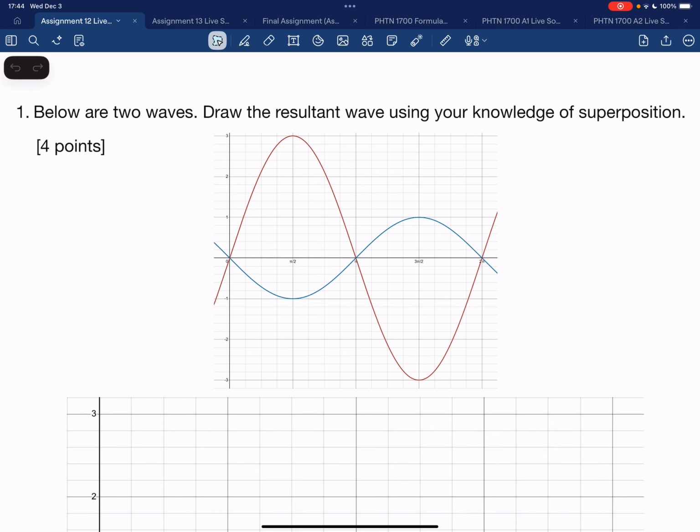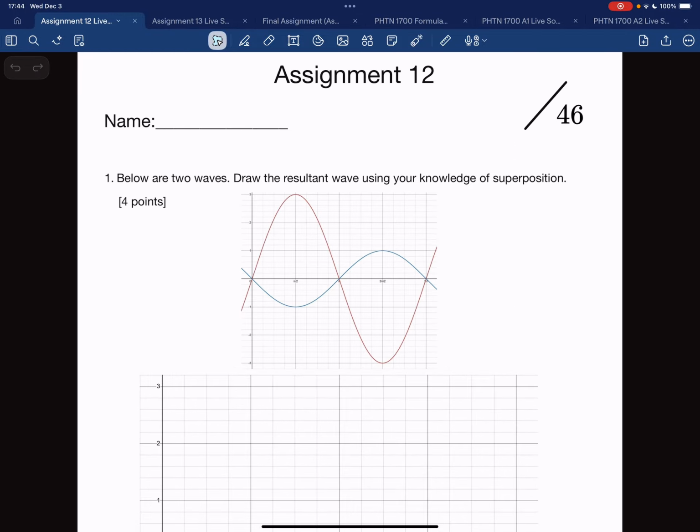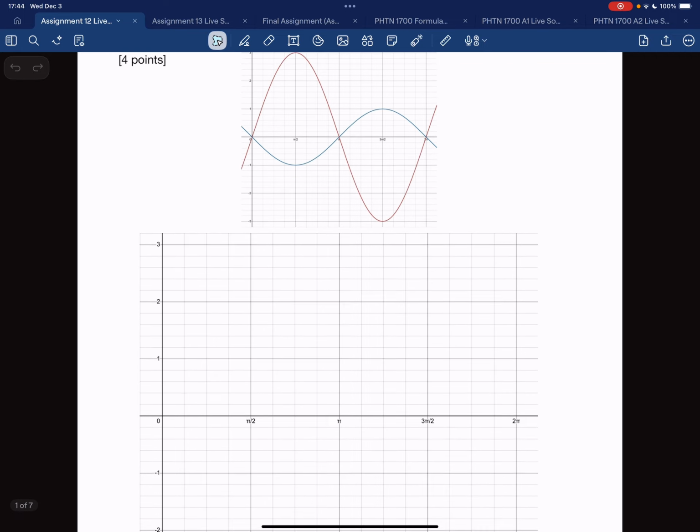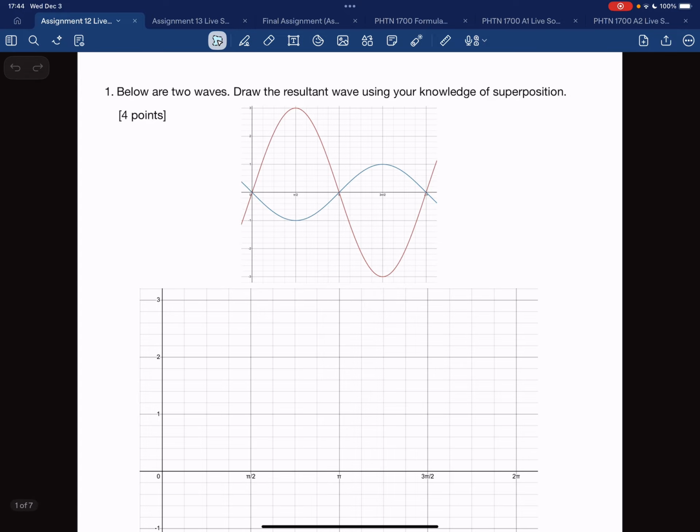So we have the large red wave that reaches a peak of 3 at pi over 2 and a lowest point, a minimum of -3 at 3 pi over 2. Then the blue wave has a lowest point at pi over 2, so -1, and a maximum at 3 pi over 2, +1. So the amplitudes, we're simply just going to add them at each point.